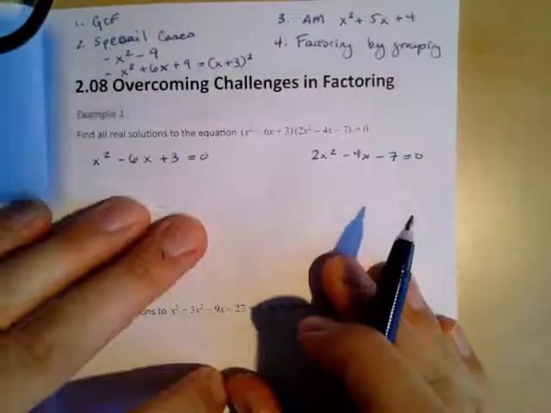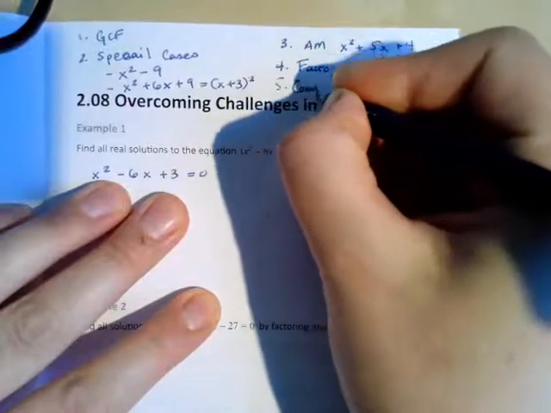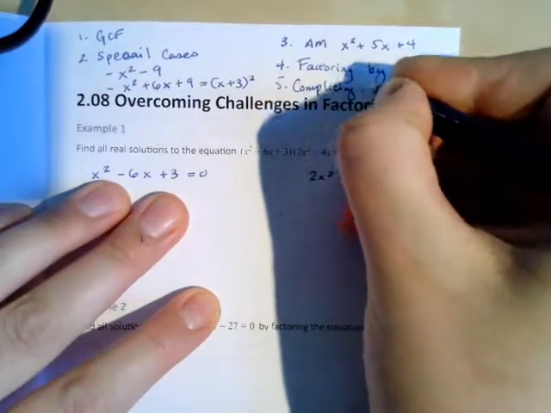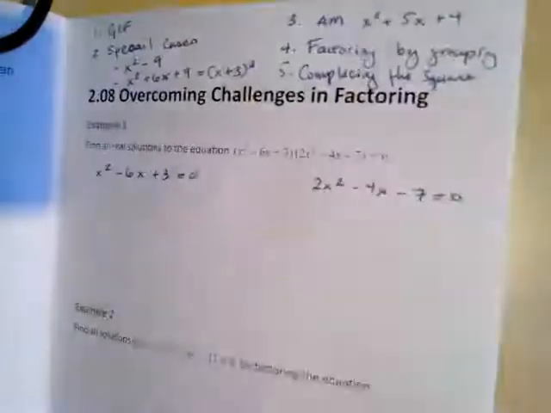So it's time to bring out the last and final and most powerful technique that always works, which is called completing the square. Completing the square means rewriting a quadratic as a perfect square.